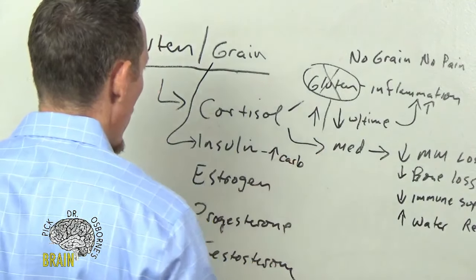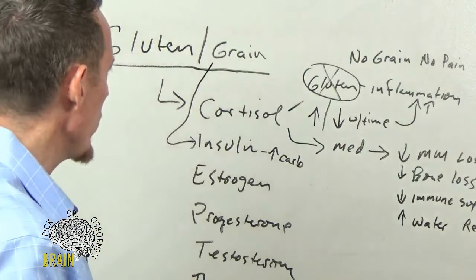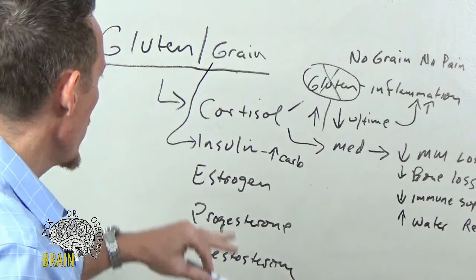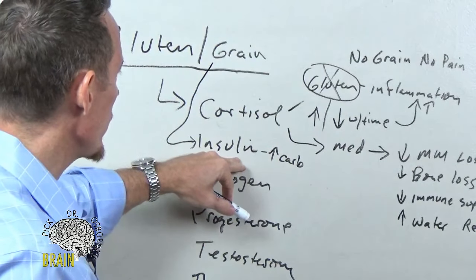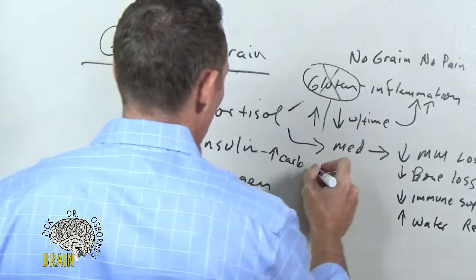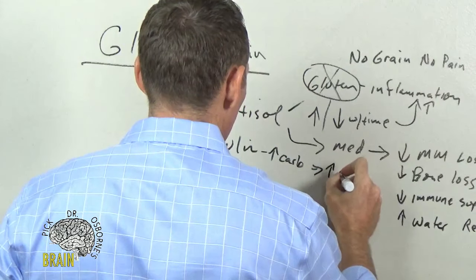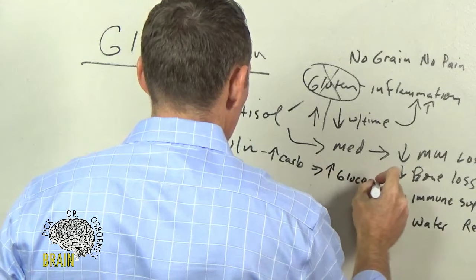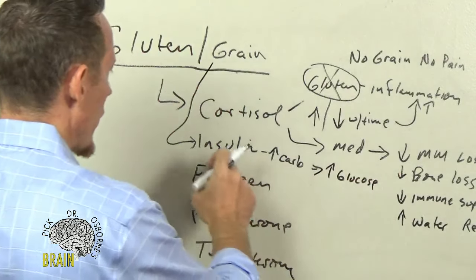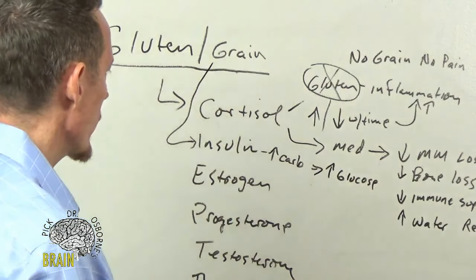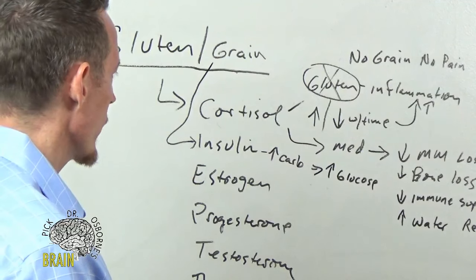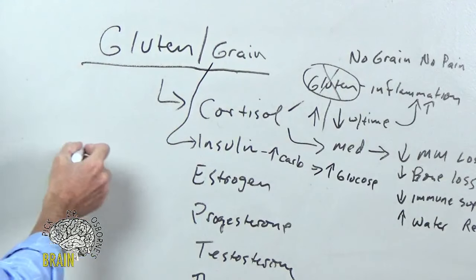And that high carb effect, especially wheat, is extremely high carb. It's going to lead to an increase in glucose, and that increase in glucose is going to lead to a response. Your pancreas is going to increase the insulin production as a result of glucose. Let me draw you a deeper picture on this.